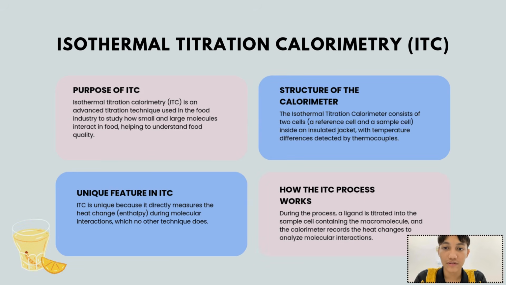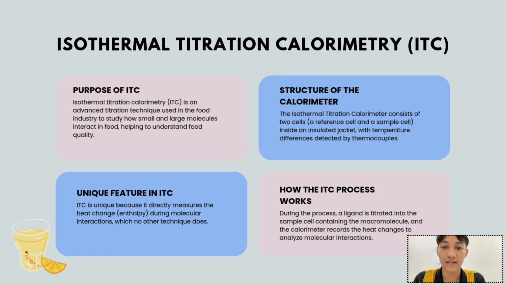Now we go to isothermal titration calorimetry, known as ITC. The purpose of ITC is that it is an advanced titration technique used in the food industry to study how small and large molecules interact in food, helping to understand food quality. Then, the structure of the calorimeter. The isothermal titration calorimeter consists of two cells, a reference cell and a sample cell, inside an insulated jacket, with temperature differences detected by thermocouples.